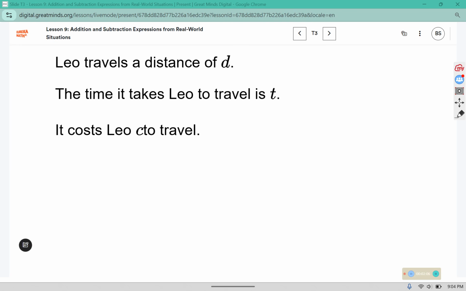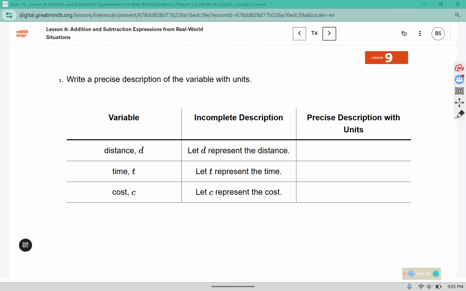These sentences, Leo travels a distance of d, the time it takes Leo to travel is t, and it costs Leo c to travel, are unknowns. And just like with the last ones where we had units that weren't clear, we need to make sure that we are very precise in our description of what d is talking about. Is the distance in miles? Is it in inches? So here it says write a precise description of the variables with units.